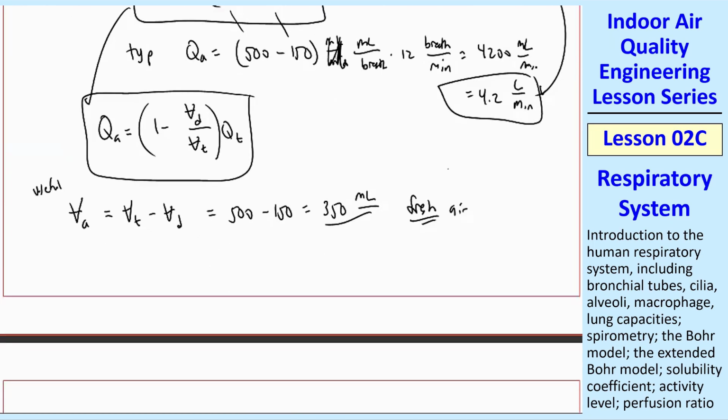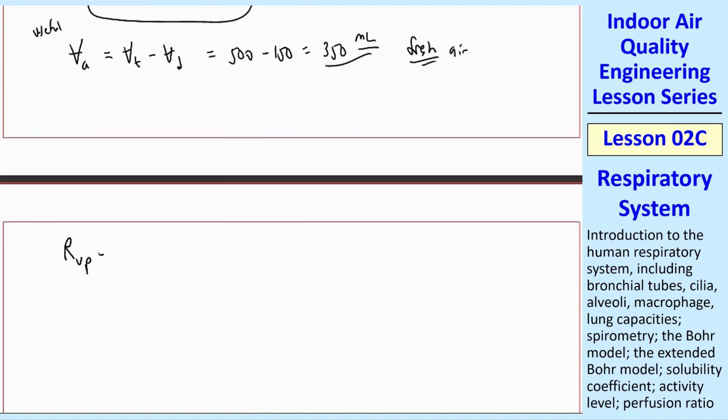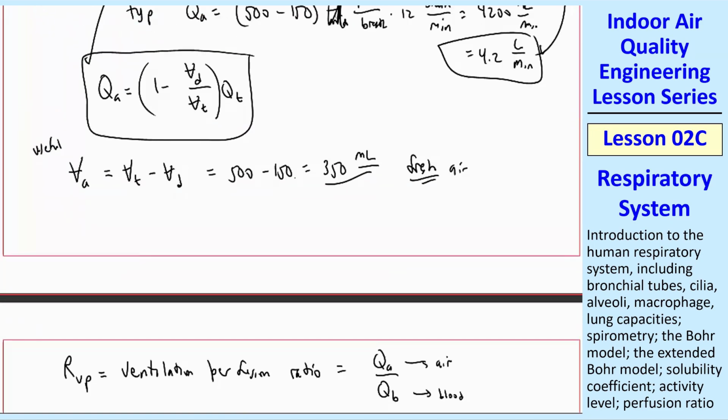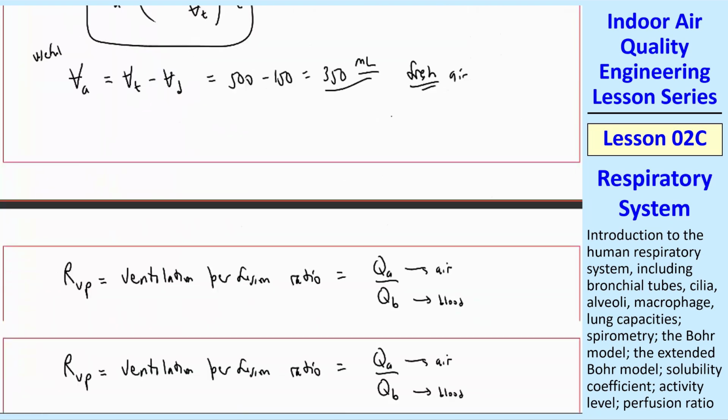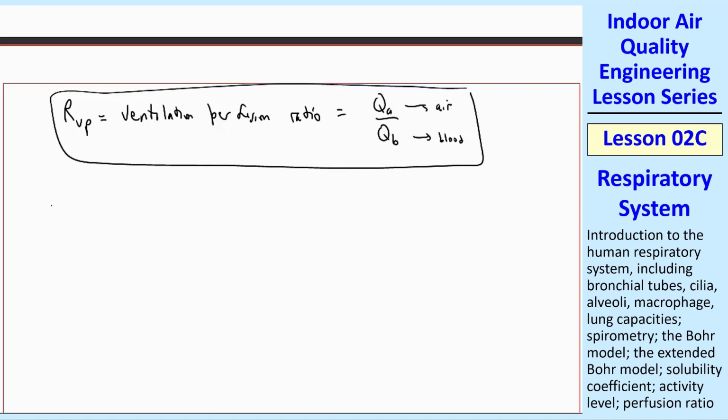Let me introduce another parameter here. RVP is called the ventilation perfusion ratio, and that's equal to QA over QB. So it's just a ratio of the volume flow rate of air to the volume flow rate of blood. QA is the alveolar ventilation rate that we talked about here, and QB is just the volume flow rate of the blood. In table 2.4 in the textbook, we give QT, VT, RVP, etc. for various levels of exercise.